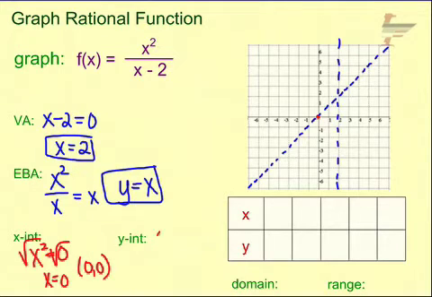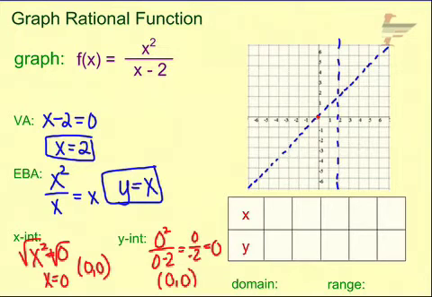Y-intercept, plug in 0 for x. 0 squared over 0 minus 2. 0 over a negative 2. We're getting that same point of 0, 0, which is already plotted. Now to get our table of values, we're going to go 2 before and 2 after that vertical asymptote. So 0, 1, we skip 2, and we pick up with 3 and 4.